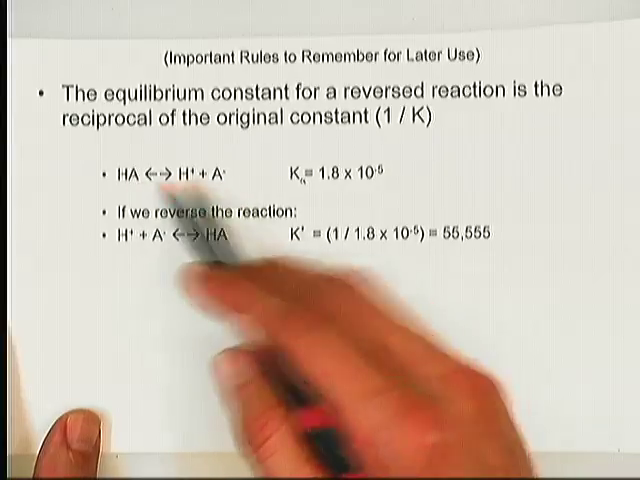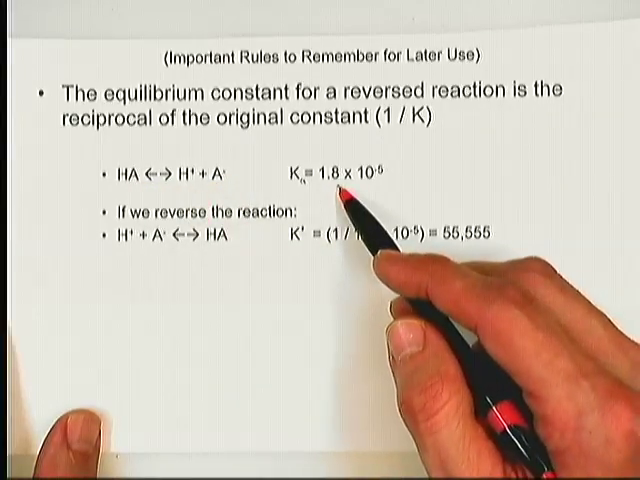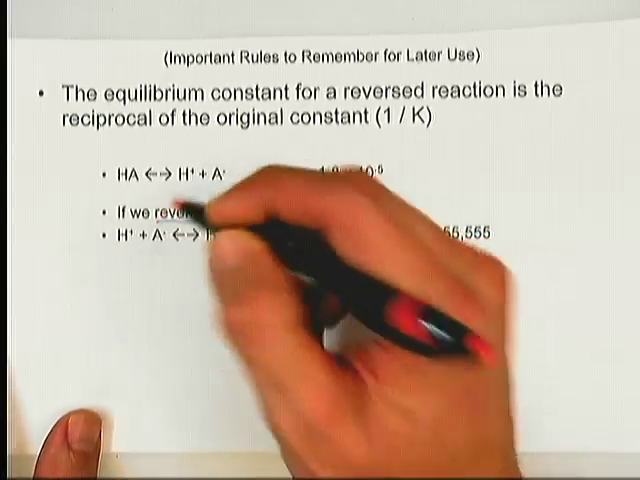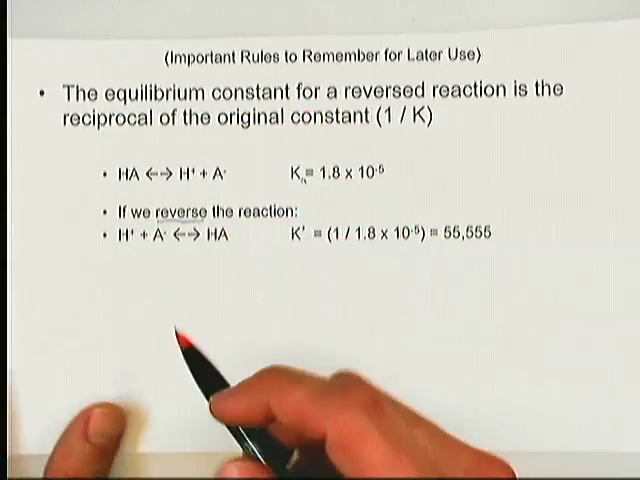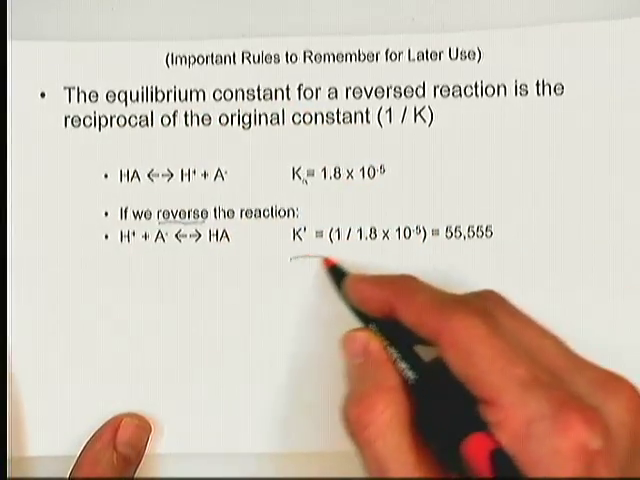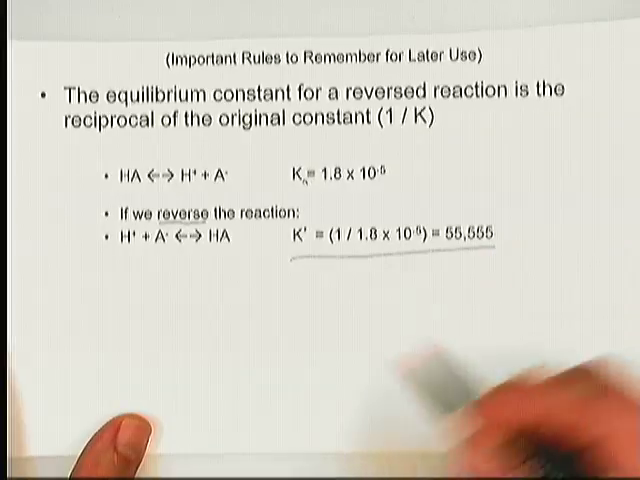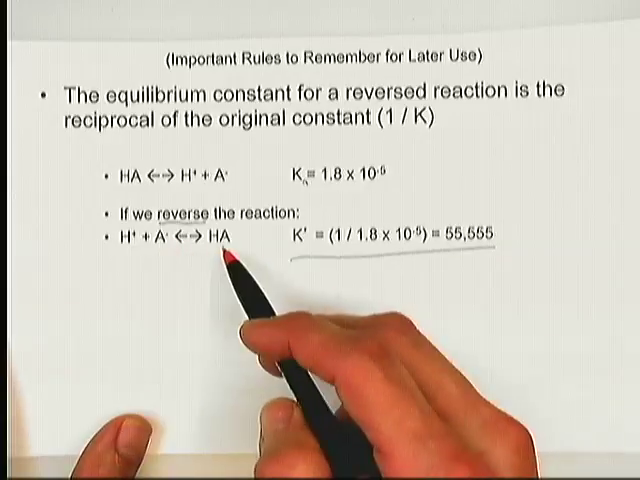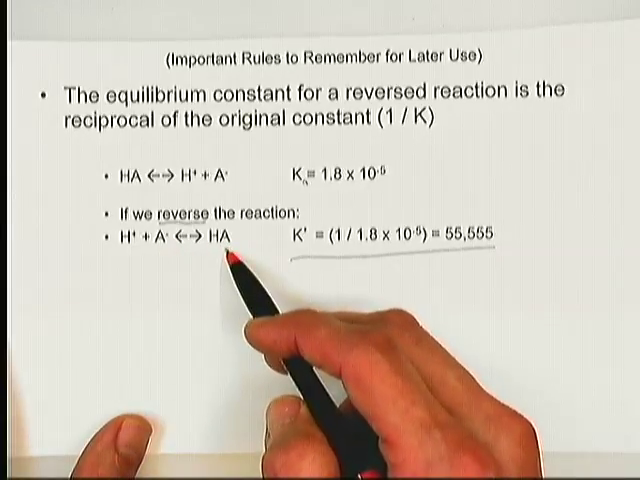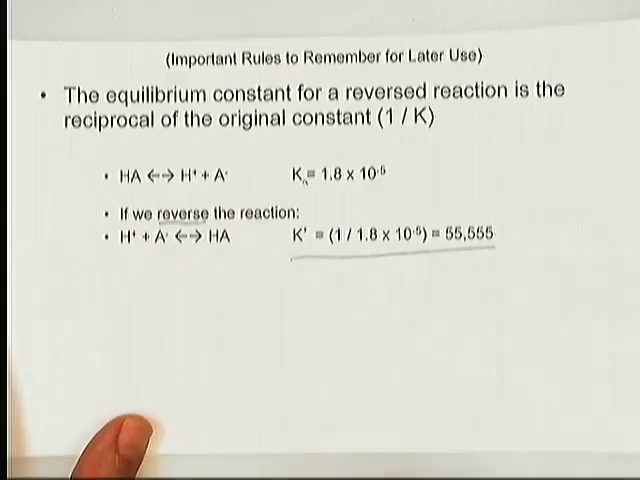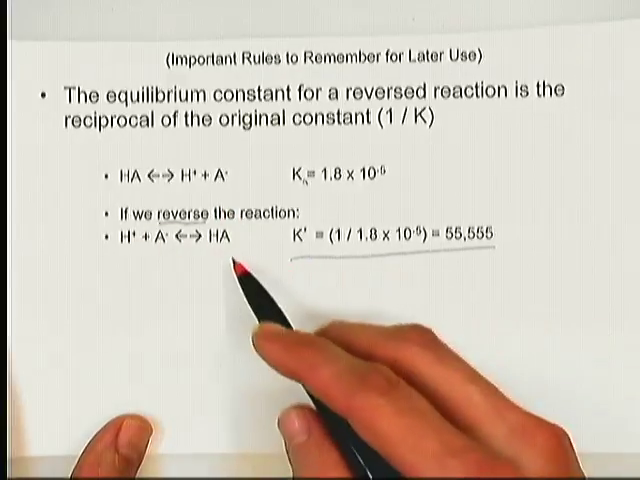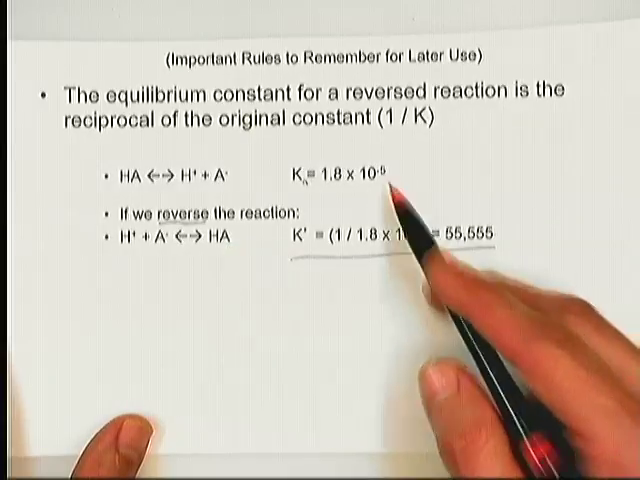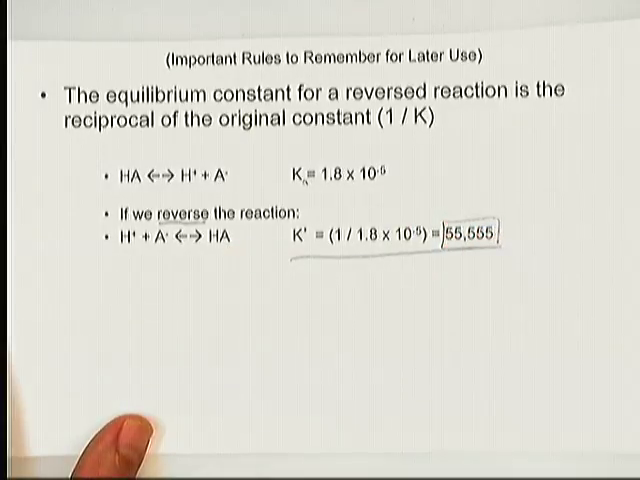If this reaction has a K value of 1.8 times 10 to the minus 5, the reverse reaction, that is where we flip-flop reactants and products, will have a K that is the reciprocal of the original. See what we've done? H plus and A minus now are written on the left side, and the product HA is written on the right, whereas before it was over here, so we flip-flop reactants and products. To compute the K for this second reaction, just take the reciprocal of the original. So that would be equal to a little over 55,000.